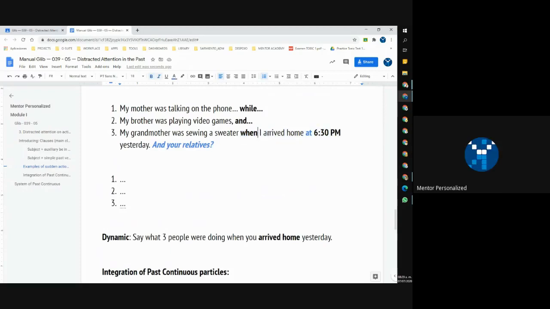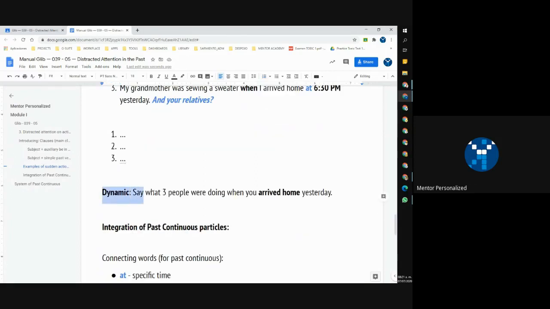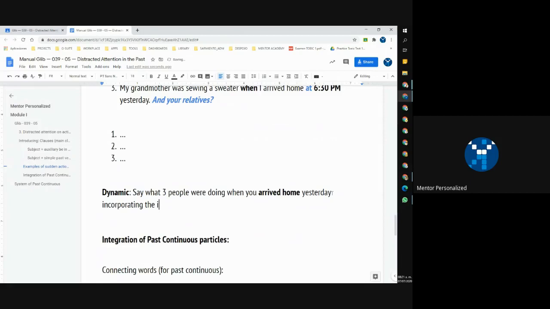Yesterday. Ok, when who? Te falta la persona. ¿Quién llegó? When I arrived, ¿quién? When I arrived home at 8 p.m. Repeat. When I arrived home at 8 p.m. Very good. Now, dynamic, say what three people were doing when you arrived home yesterday, incorporating the idea with connecting words while, when, and at.